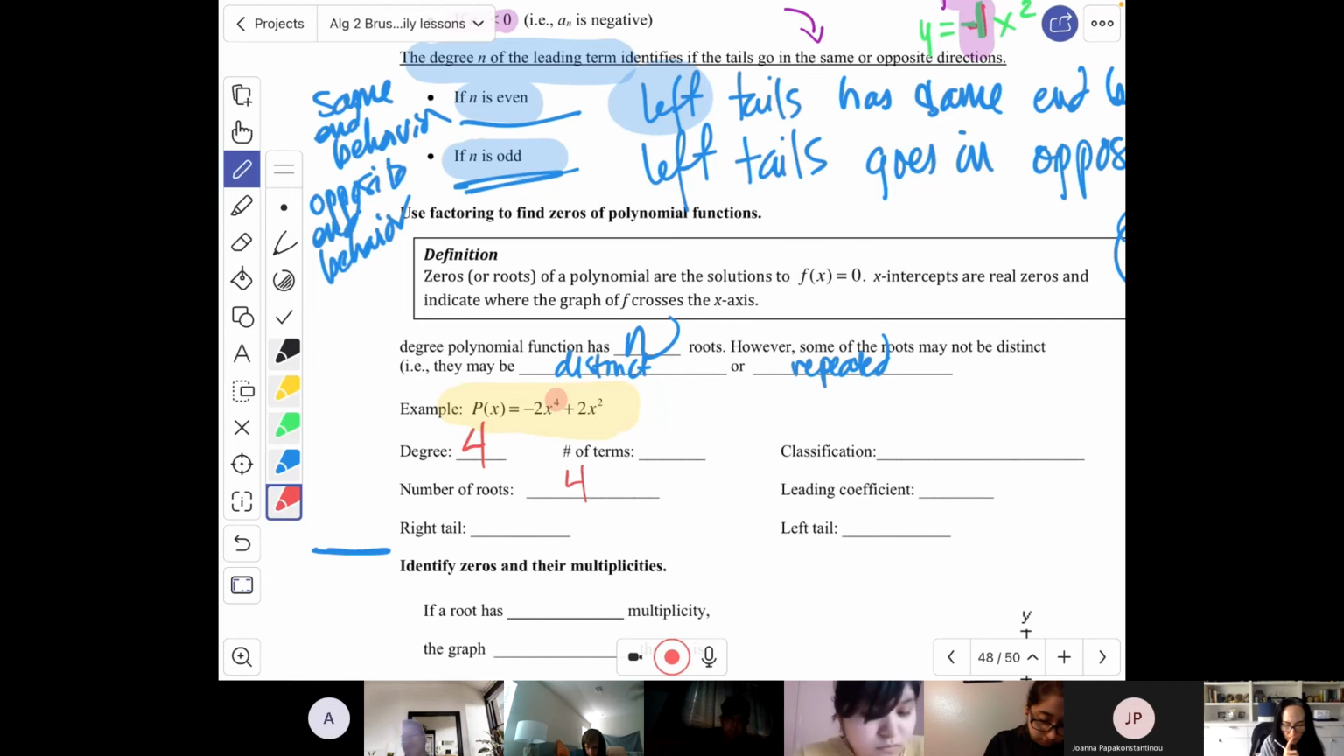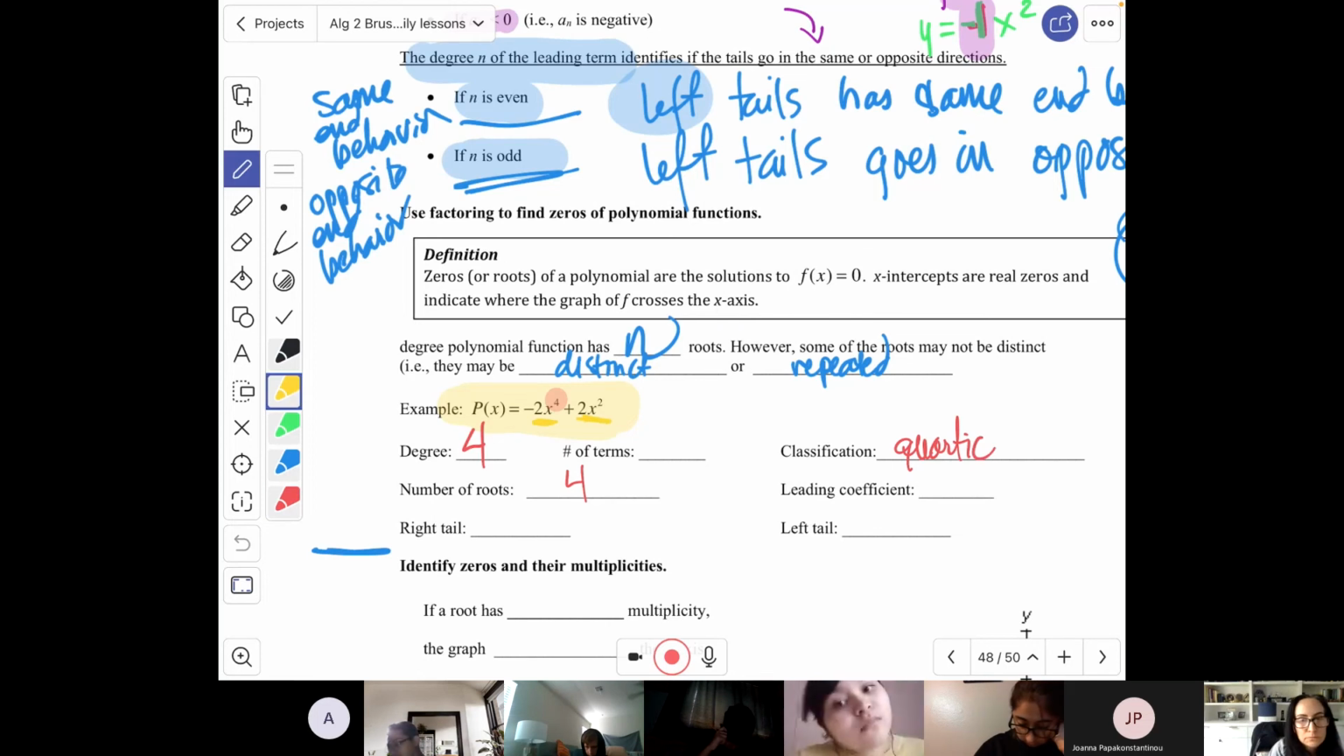Now, since the degree is 4, I know that this is a quartic polynomial, a degree 4 polynomial. But how many terms does it have? How many terms in this polynomial? How many things connected by addition and subtraction? 2. So this would be classified as a quartic binomial.